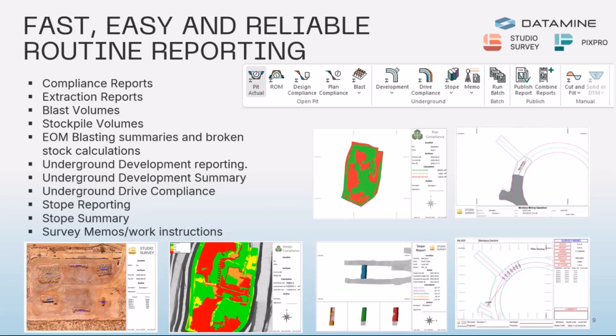We also have stope reporting. So once again, it'll give you your overbreak, underbreak, and those sorts of things. Stope summaries, so you can filter by mining area, development levels, all of that sort of thing, and get a summary of the total amount of stoping through that period. And then we have our survey memos or work instructions that are issued out. And there's a few examples of the plots that it produces for each individual report there.